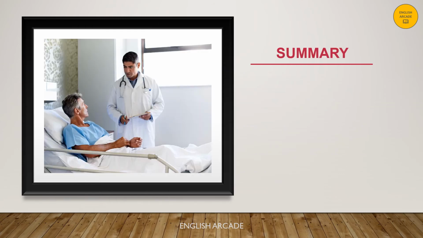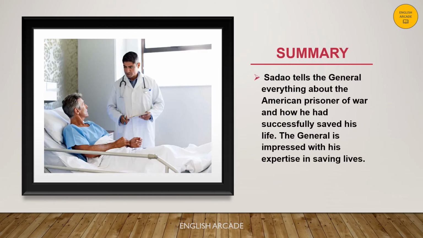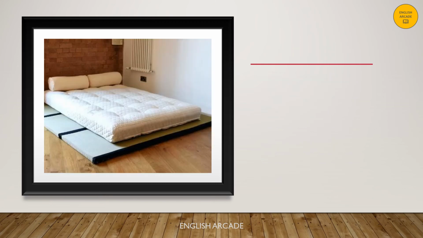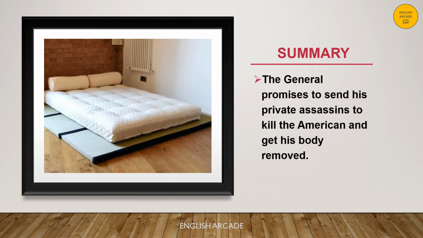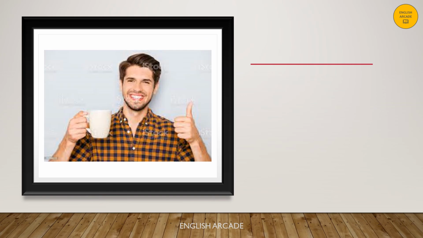So when Dr. Sadao goes to meet the General, he tells him everything about the American prisoner of war and how he had successfully saved his life. The General is quite impressed with Dr. Sadao because he concludes that Dr. Sadao is so experienced and so skilled that he can save any life. In order to get rid of the American prisoner of war, the General promises to send his private assassins to kill the American and to get his body removed.